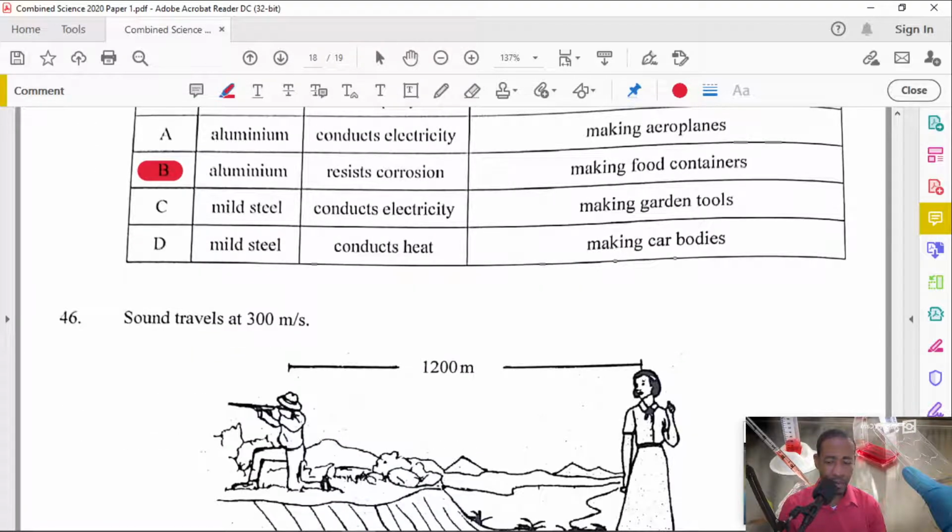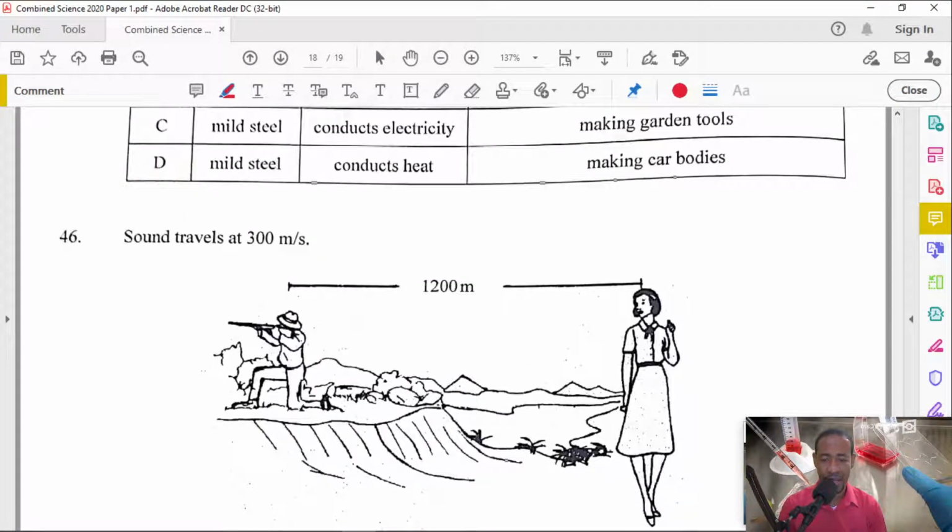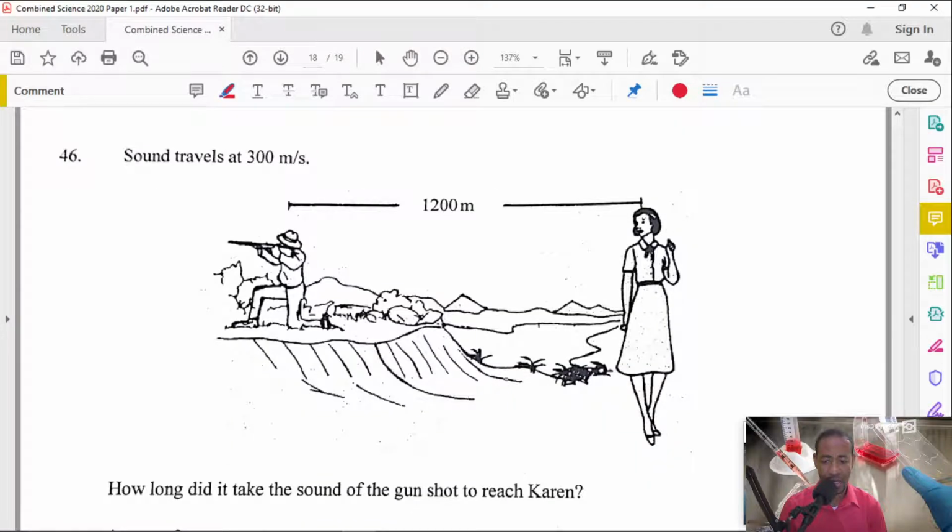Let's look at number 46. It says sound travels at 300 meters per second. And now you have the distance between these two persons is 1,200 meters. And the question is asking now, how long did it take the sound of the gunshot to reach Karen? So Karen is the female right there, right? So we're looking at how long it'll take from here to reach here. Now we're looking for time because it asks how long is the time, right?